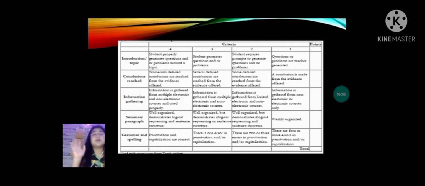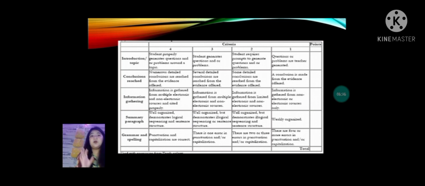So, give 4 points in introduction if the student properly generates questions and or problems around a topic. Give 3 points naman if the student generates questions and or problems. Give 2 points naman if the student requires prompts to generate questions and or problems. And give 1 point naman if questions or problems are teacher generated.